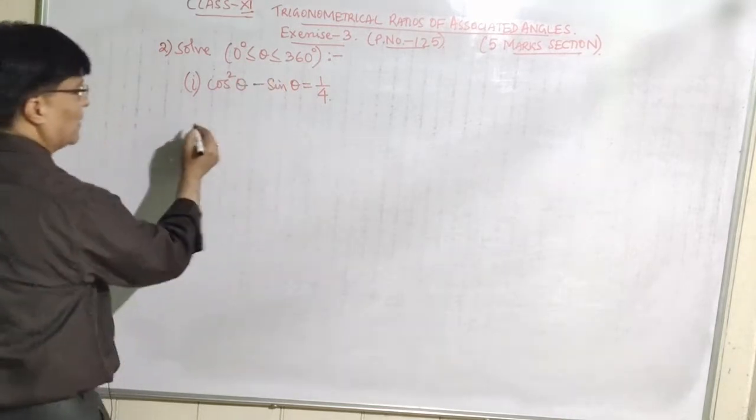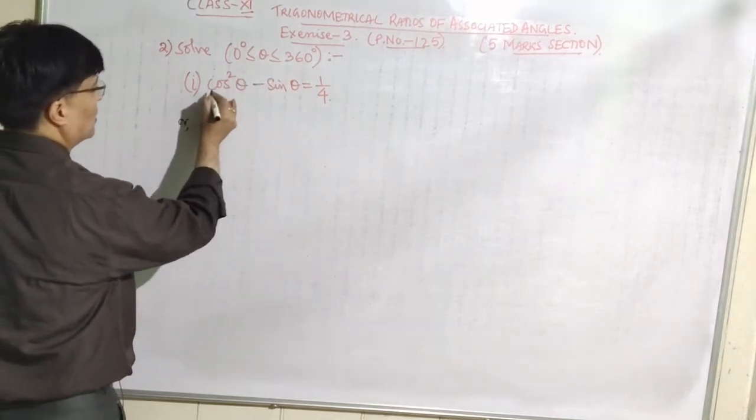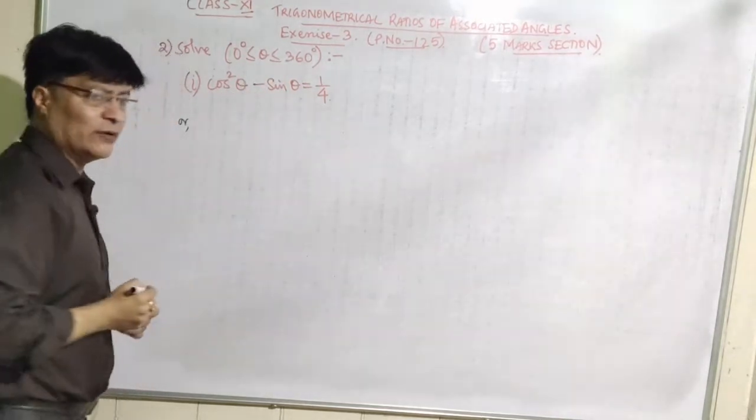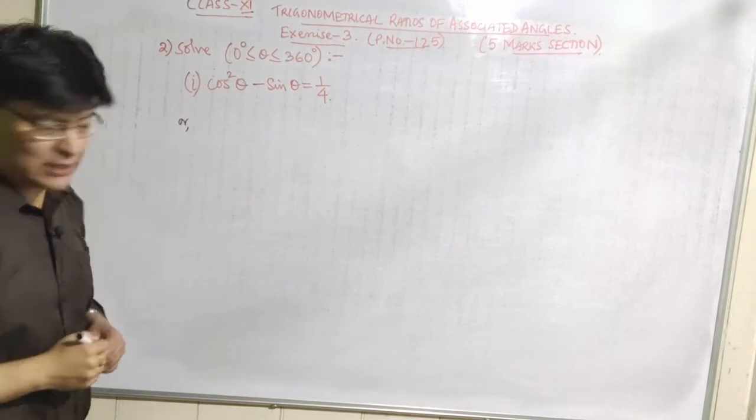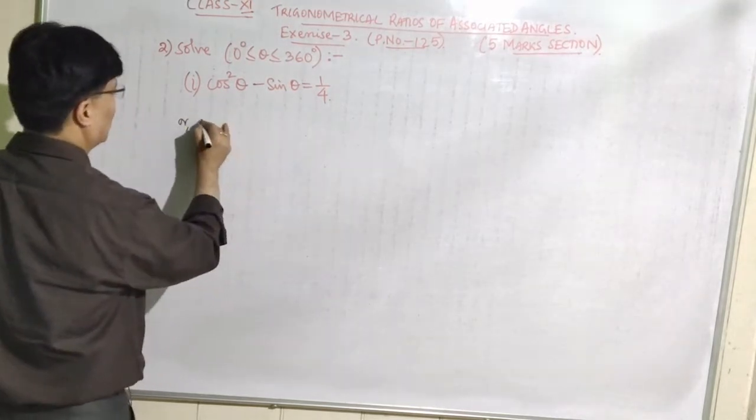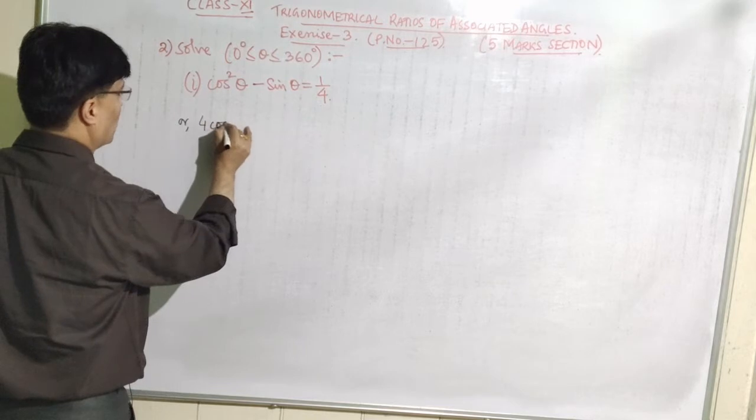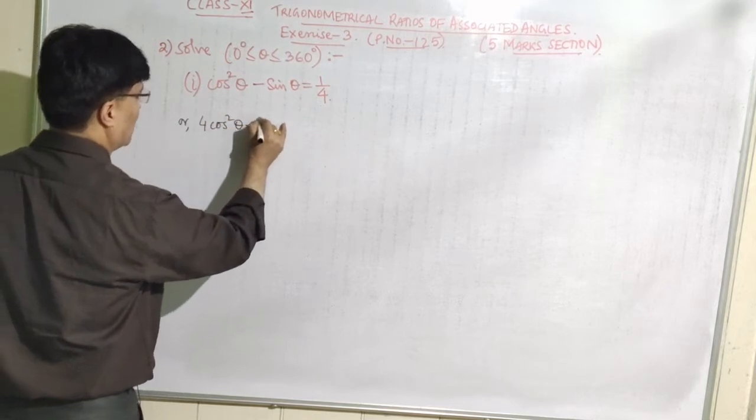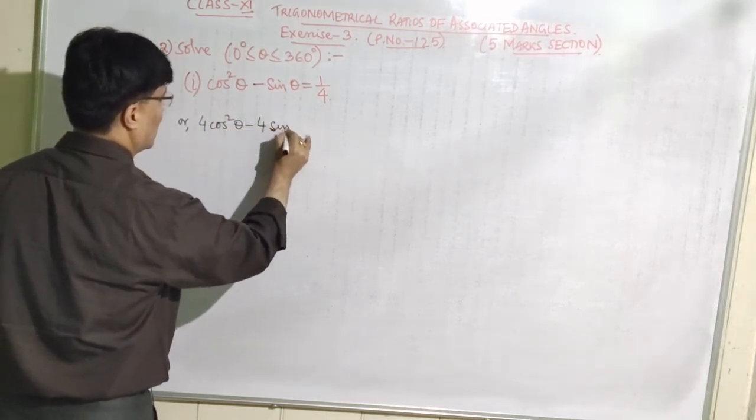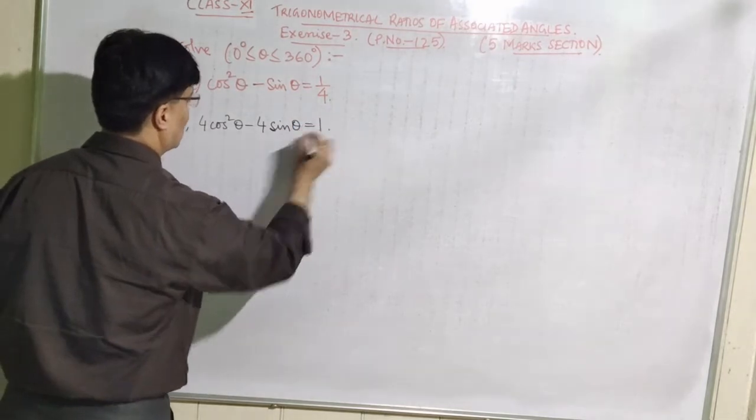So let us cross multiply it. It is given cos square theta minus sin theta is equal to 1/4. You have to get the value for theta. Now let us cross multiply it. It is 4 cos square theta minus 4 sin theta is equal to 1.